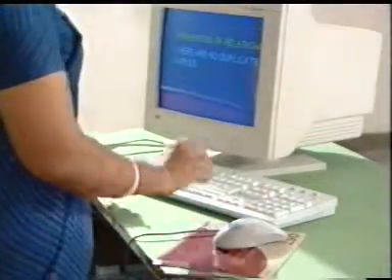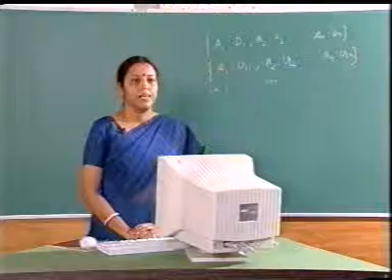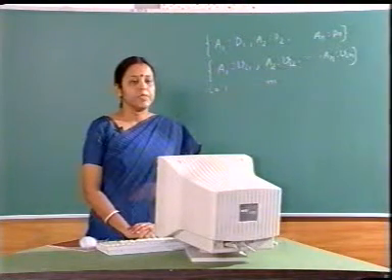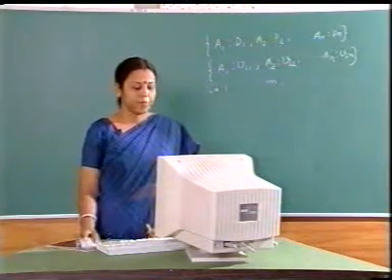Now to destroy a relation, the command is destroy relation and the relation name. Now we will see the properties of relation. The first property of the relation is there are no duplicate tuples. That means all the tuples within the relation should be distinct.